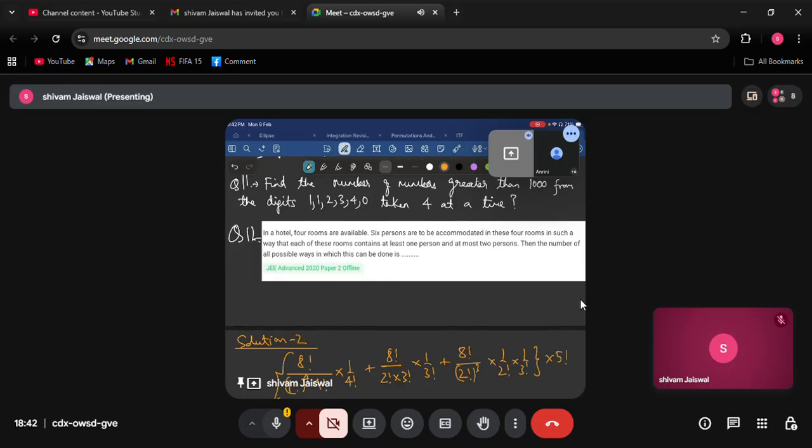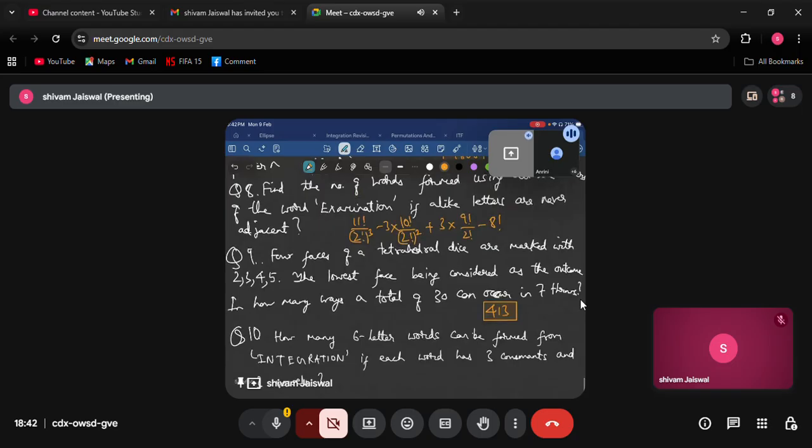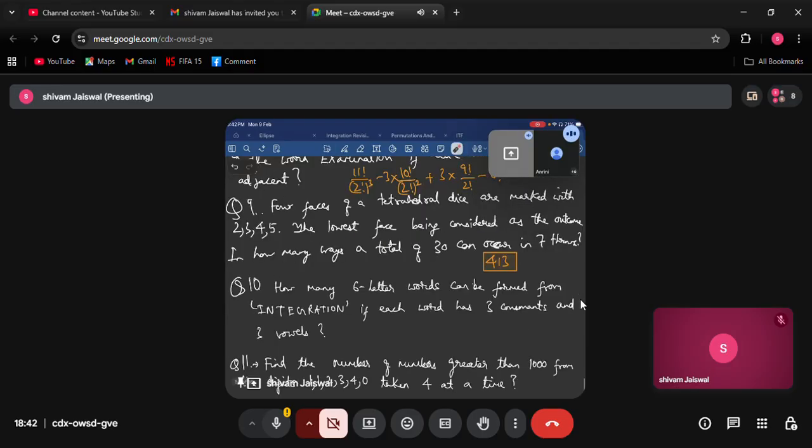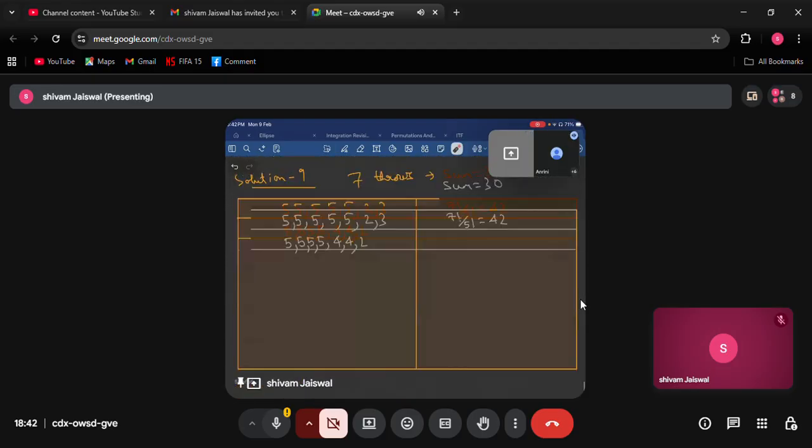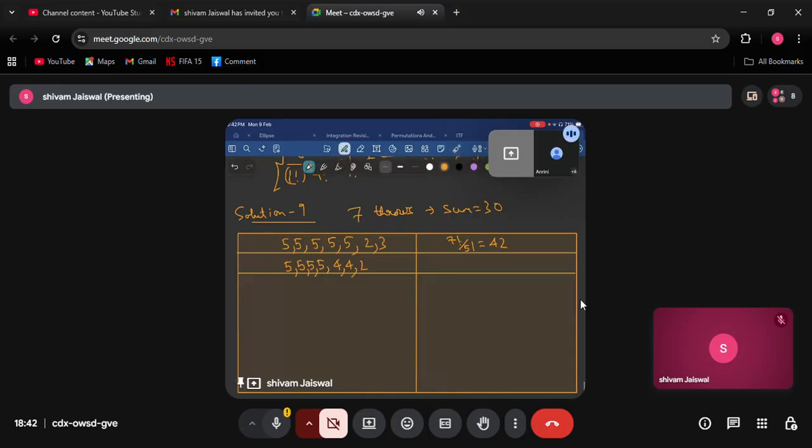Actually, this statement doesn't have any meaning related to counting. The lowest face, or you can also say the face which comes on the top, is considered as the outcome. Are you getting? Yes. Okay.